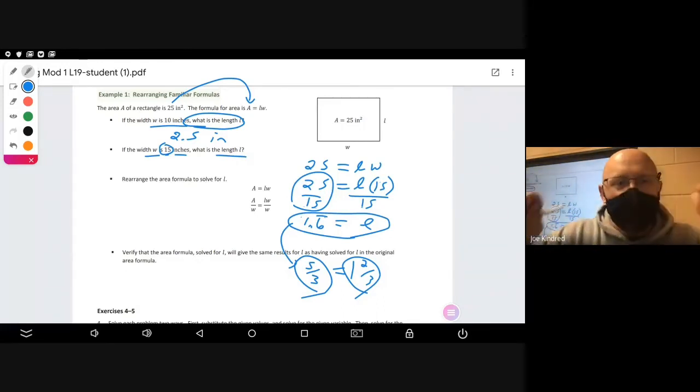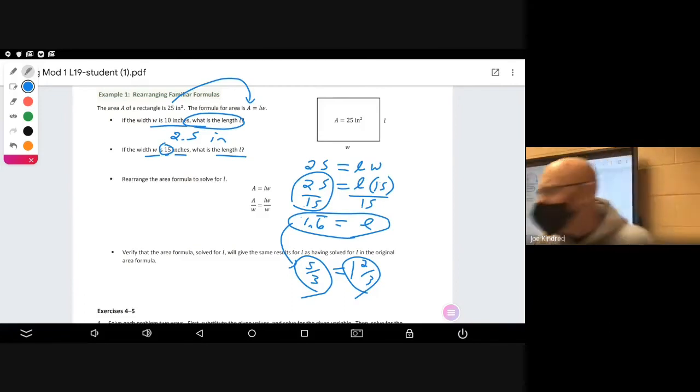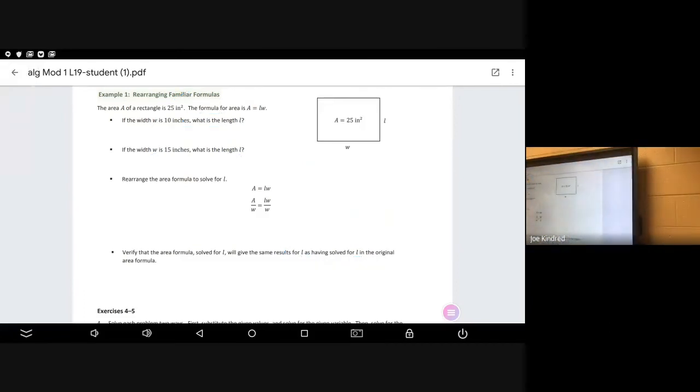Okay, so the first time we put 10 inches for W and solved for L. Then we put 15 in for W and solved for L. Now they're saying solve for L generically. And look, right here, they divided by W. Right here, divide, and what do you get? You get A over W is equal to L. So now we have a new formula.